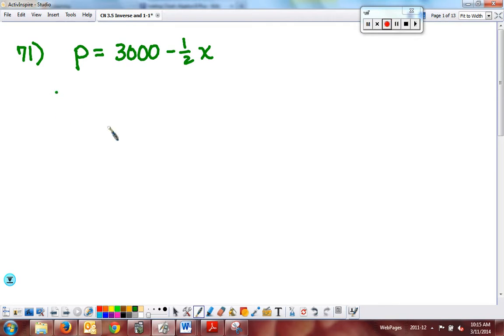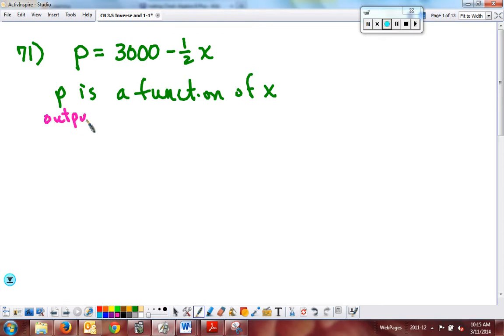Okay, what's the definition of function? For each X, there's only one Y. So each time I put in X, which is the number of units, do I only get one P price back out? Okay, so it's a function. So P is a function of X. Because we have this set up that this is typically your output, this is typically your input in this problem.